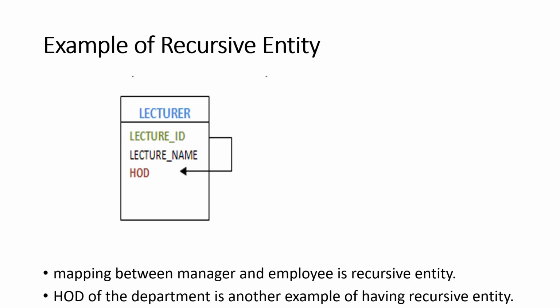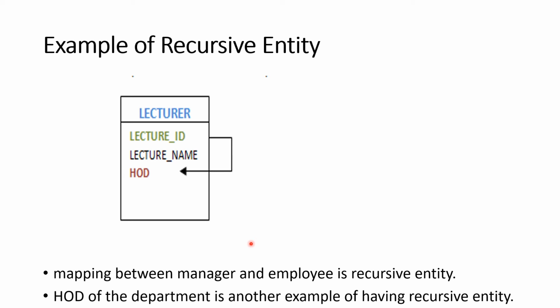Here we have recursive entity. We have an entity called lecturer. Here we can have lecture ID, lecture name, and HOD. Something is repeated here, because for HOD there will be another table, but HOD is also taking lectures, so he is also a lecturer. So here we are saying that HOD is also a lecturer. So another entity is part of an entity. Basically this is a recursive entities example.